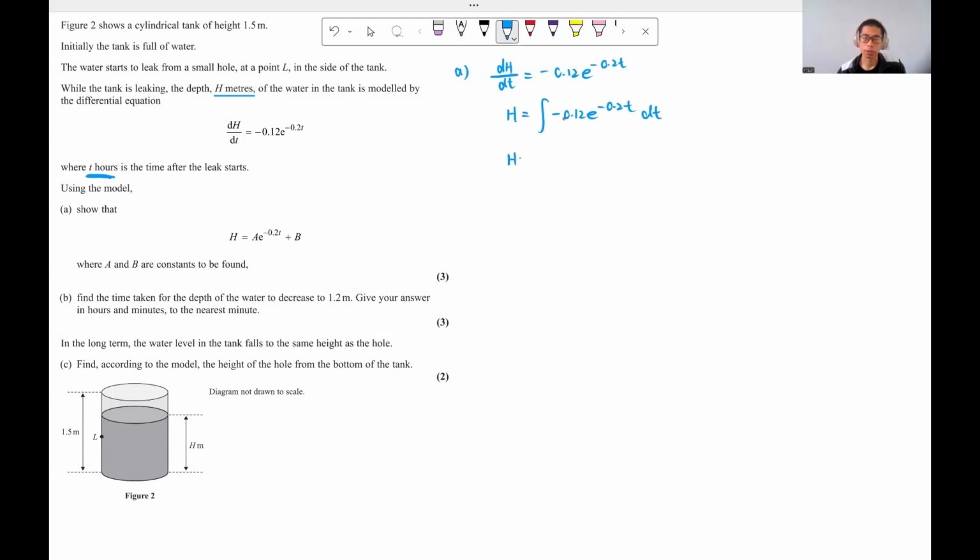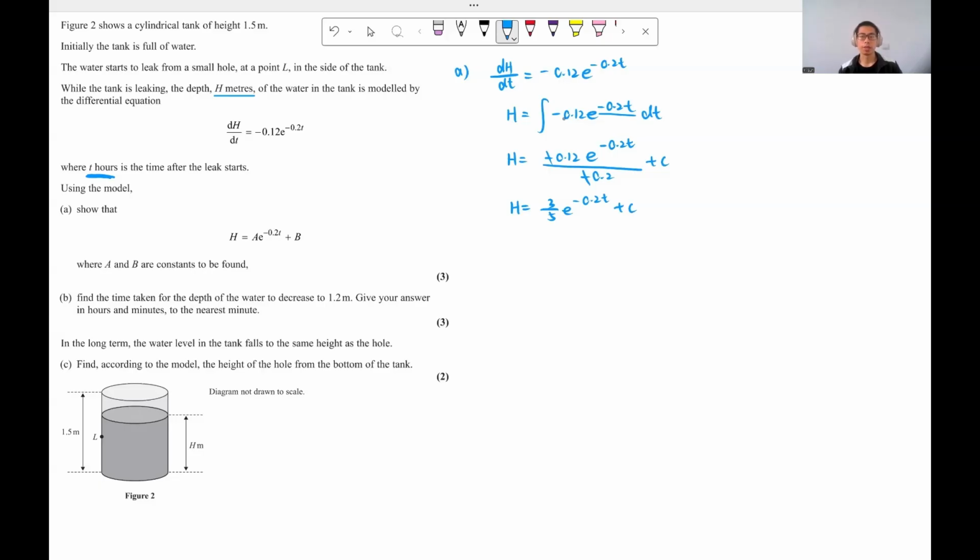So that means h is equal to negative 0.12, the coefficient, and then since this is just a linear expression, just e to the power negative 0.2 t, divided by the coefficient of t, which is negative 0.2, plus c. Simplify that: negative over negative cancelled, and 0.12 divided by 0.2 is equal to 3/5. So h equal to 3/5 e to the power negative 0.2 t plus c.